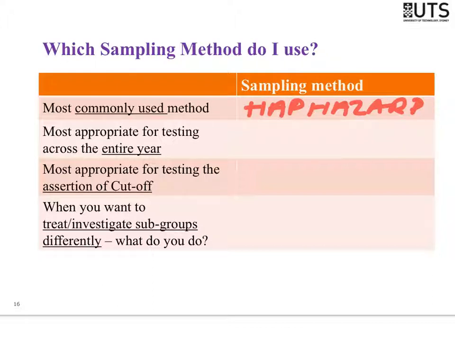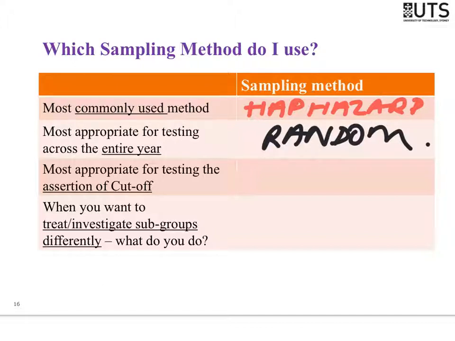Now, what's the most appropriate for testing across the entire year? Ladies and gentlemen, random. That's the most effective one, most appropriate one. But again, your options are pretty open, so you could even have said haphazard there if you liked. But random is often the best because it means everything had an equal chance of being selected.